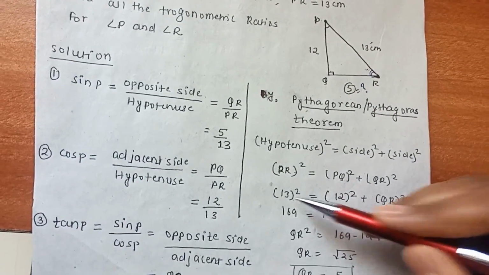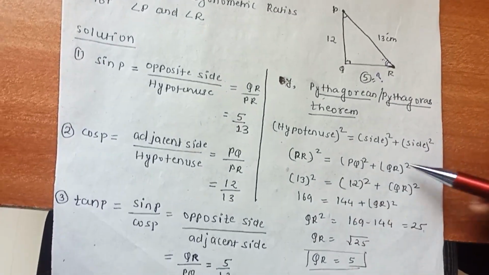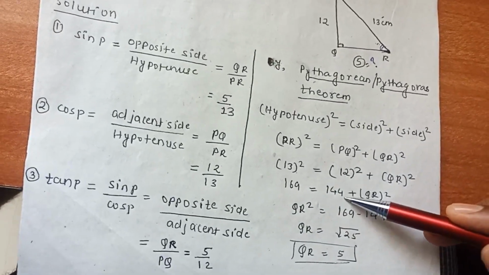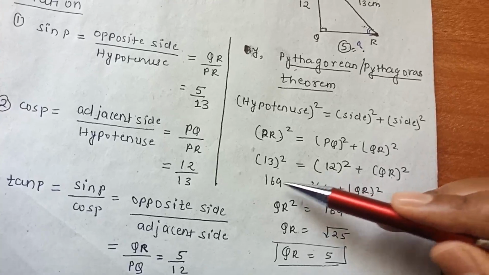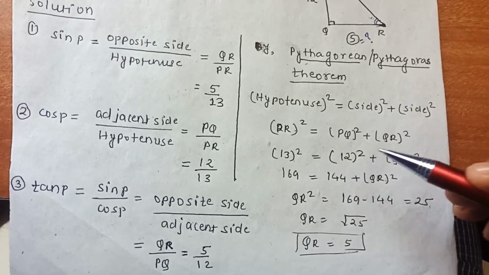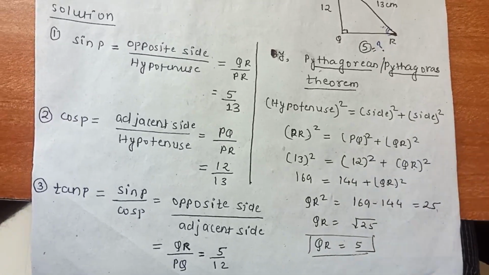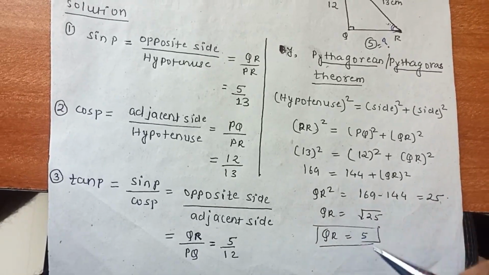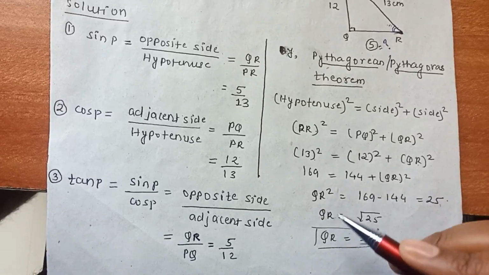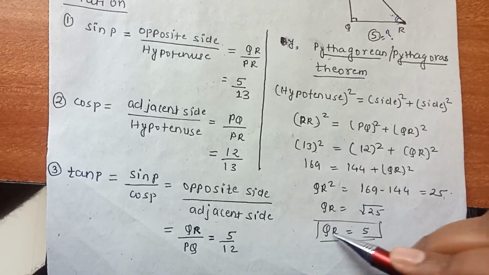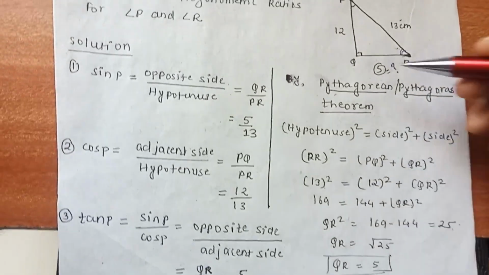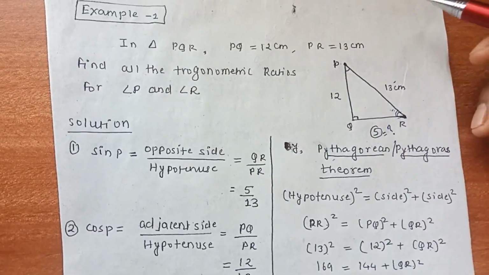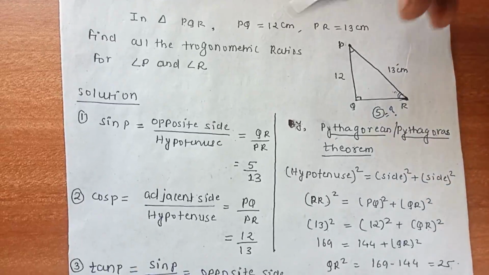So PR is given 13, PQ is given 12, and QR we have to find out. 13 square is 169, 12 square is 144, QR square is 169 minus 144, you will get 25, and QR is equal to root of 25, because I want QR, not QR square. So QR means find the square root of 25, you will get 5. So once we found QR, the basic condition to know all the sides is completed. So now we'll go to all the ratios.